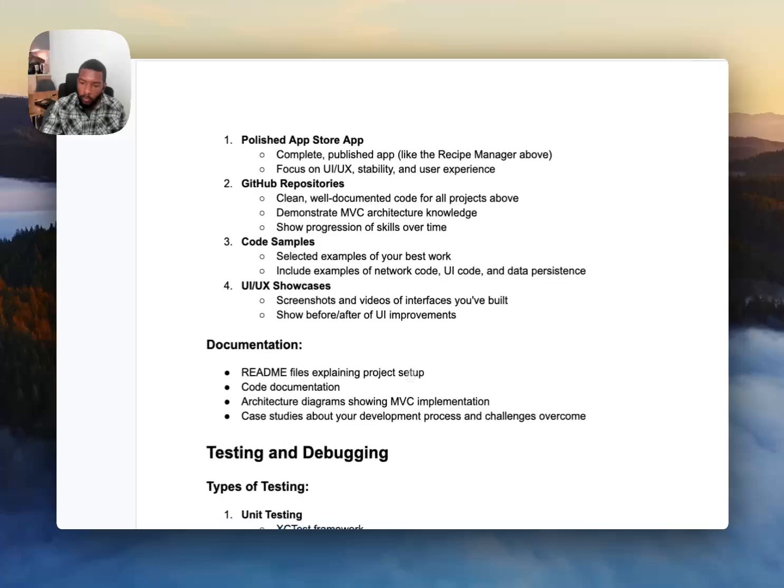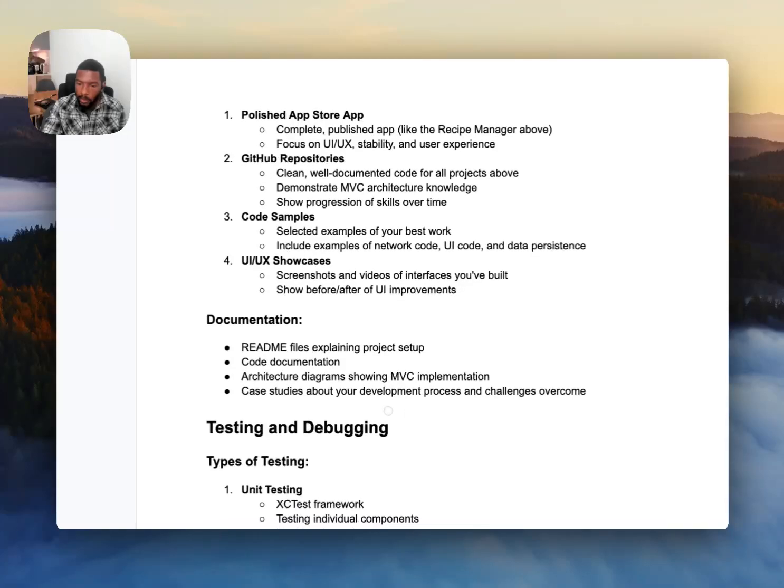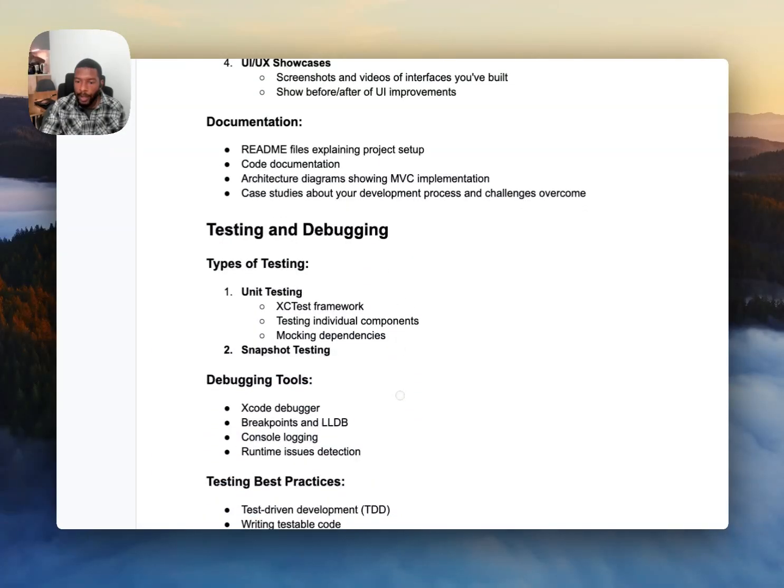With each piece of asset that you make, make sure it's well documented. You could add architecture diagrams showing different design patterns and how you built something, case studies on your process and the challenges you overcame, testing and debugging, unit testing.